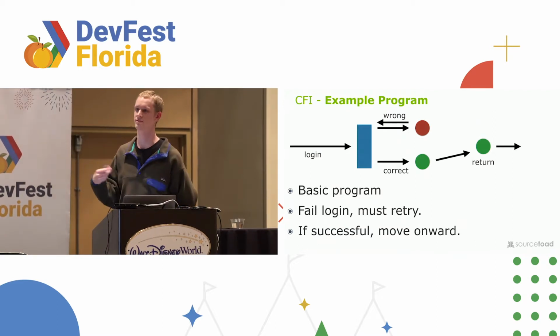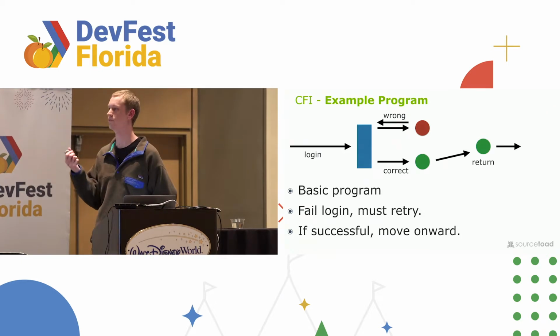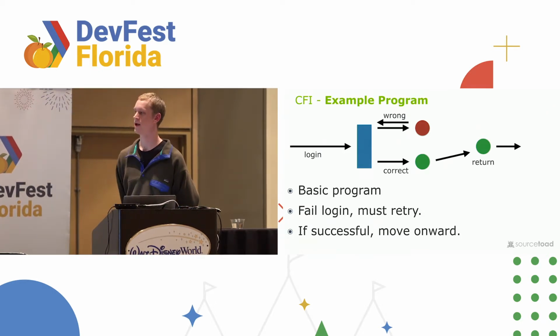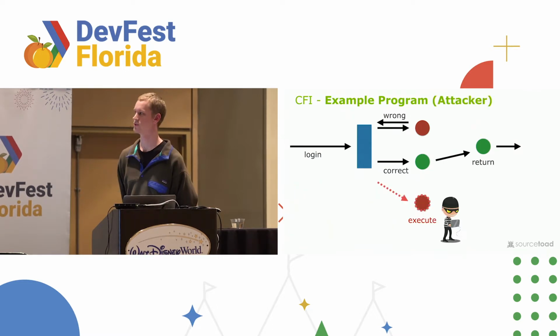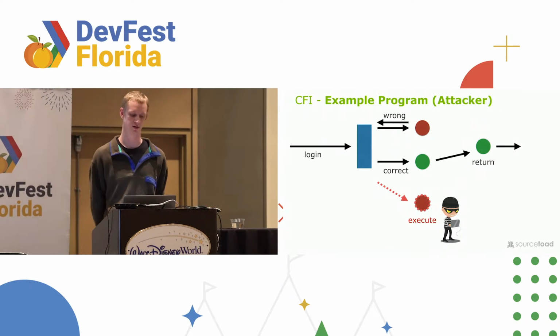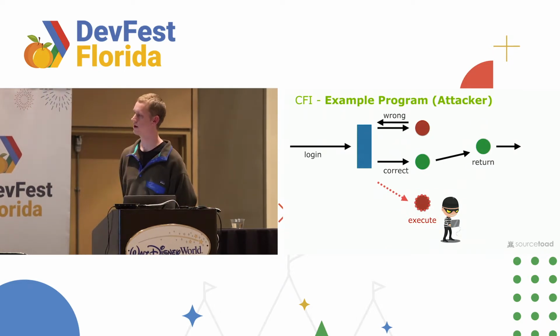You miss the password, you have to retry, or you log in and you're redirected to wherever you're intended to go. What happens in a memory attack is someone comes along and they want to do their own block or their own path of execution, and that's this little hacker guy. I imagine that's what a hacker would look like if he was hacking my Android phone.